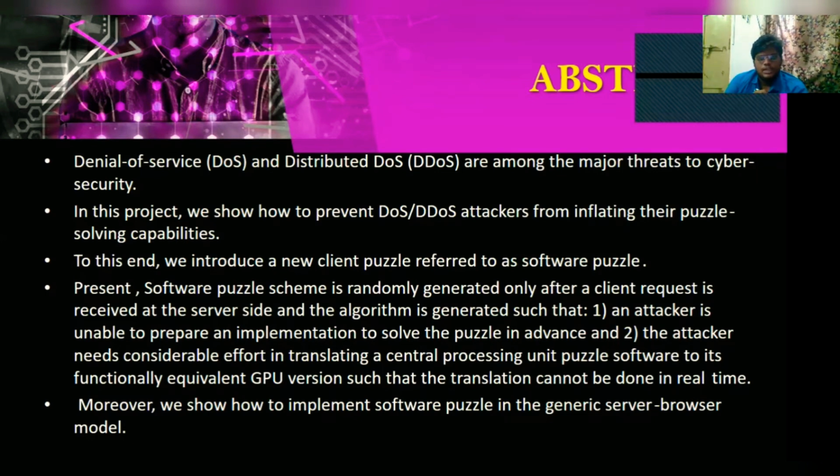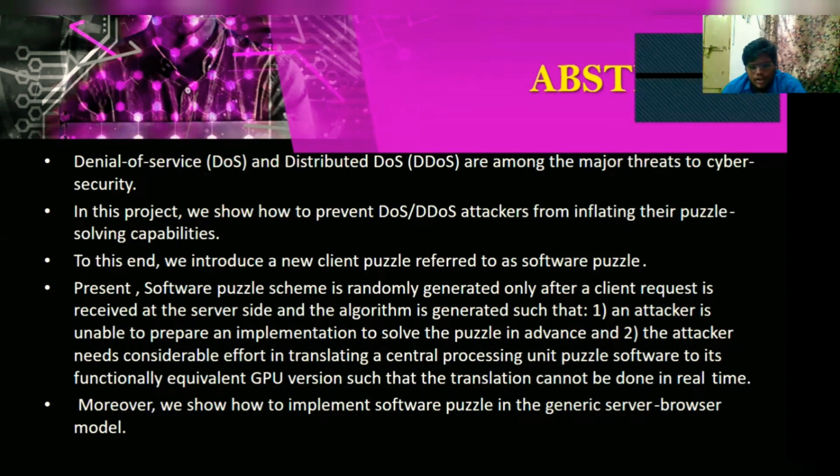This puzzle is different from other puzzles because we use RSA algorithms to encrypt and decrypt the cryptographic puzzle, and we use cryptographic methods to prevent attackers from inflating their attacks. In this system, the software puzzle is randomly generated only after a client request is received at the server side, and the algorithm is generated such that an attacker is unable to prepare an implementation to solve a puzzle in advance. The hacker needs considerable effort in translating a central processing unit puzzle software to its functionally equivalent GPU version.